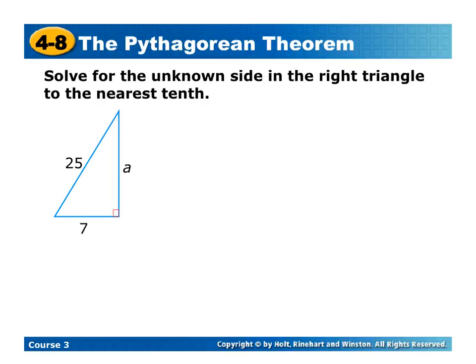Alright, so now it's your turn. Go ahead and pause the video and try this one out. So here we have 25 squared is equal to a squared plus 7 squared. 25 squared gives us 625 plus 49.